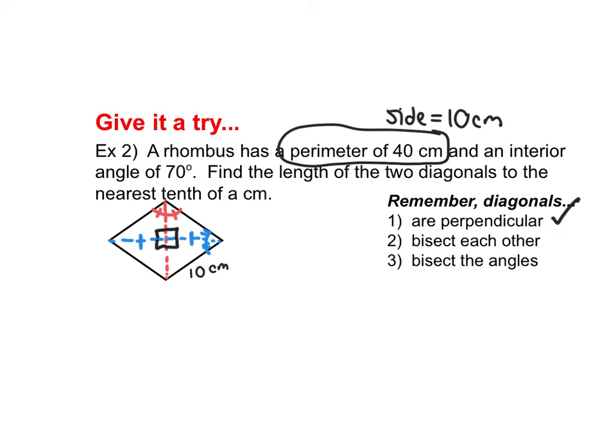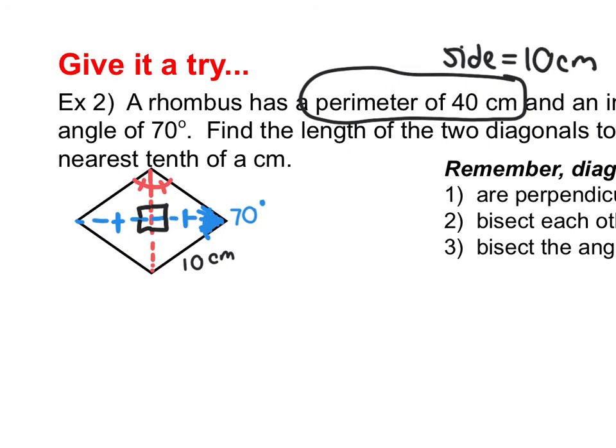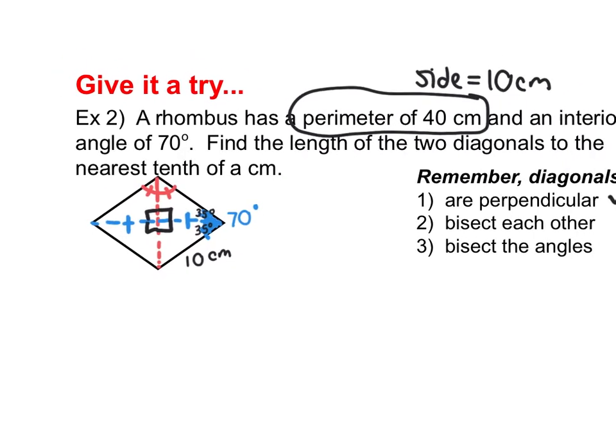One of the interior angles is 70 degrees. So I'm going to go with this one right here. That angle is 70 degrees. Since it was bisected, we know that this angle on this side is 35 degrees. Obviously, this one over here is also 35 degrees. But that's enough information here to help me solve for some of the missing information that I'm looking for.